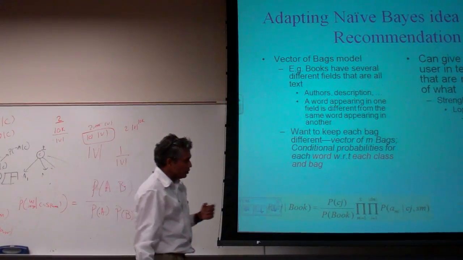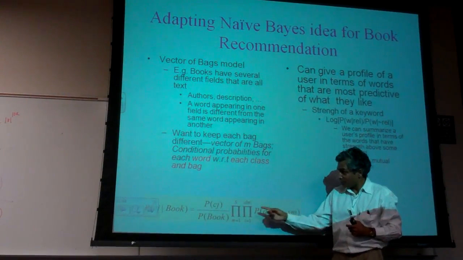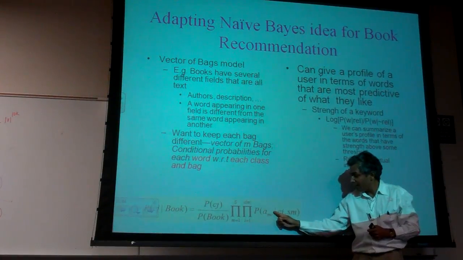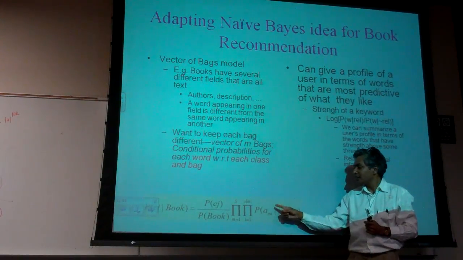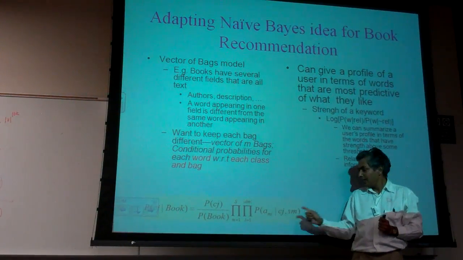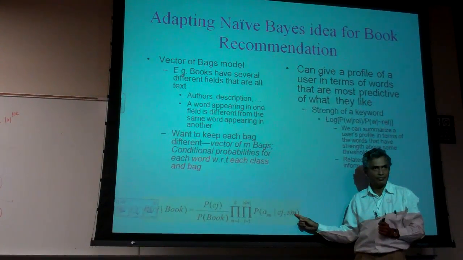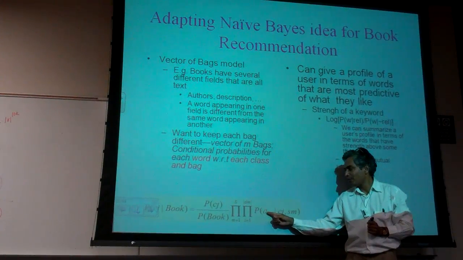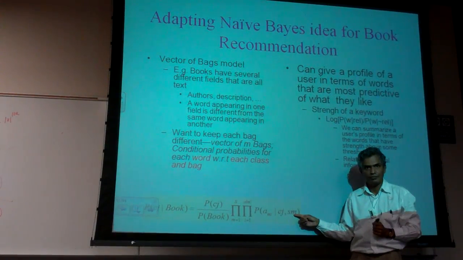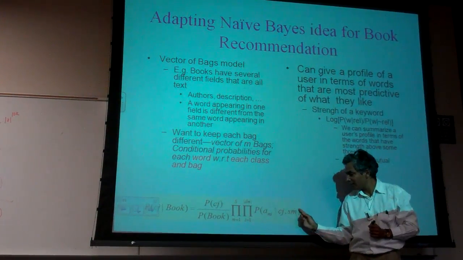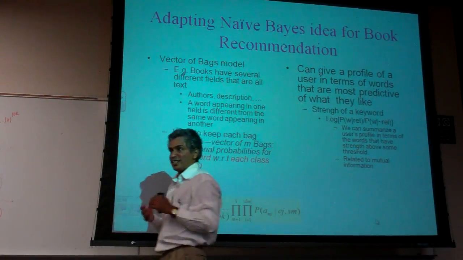Then what you can do is compute the naive Bayes classifier, not just with respect to the class, but with respect to the word occurring given the class and the vector field. So what's the probability that the word cheap occurs in the books you like, in the title of the book? Or what's the probability that the word cheap occurs in the books you like but in the reviews of the book? Or the word cheap occurs not in the reviews but in the price? Each of these are different, they have different sense.